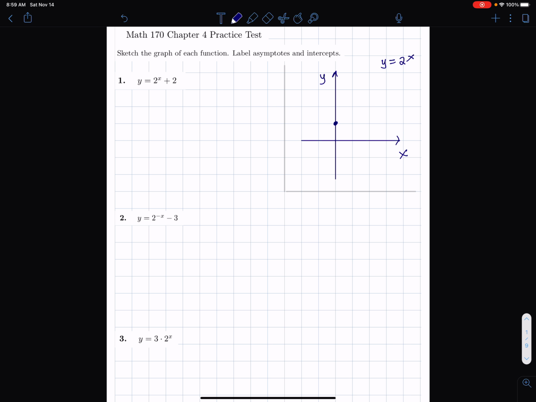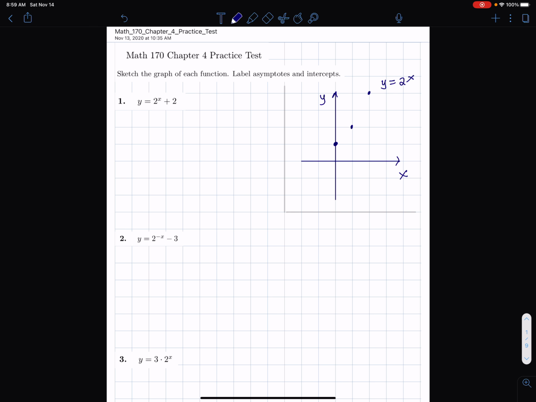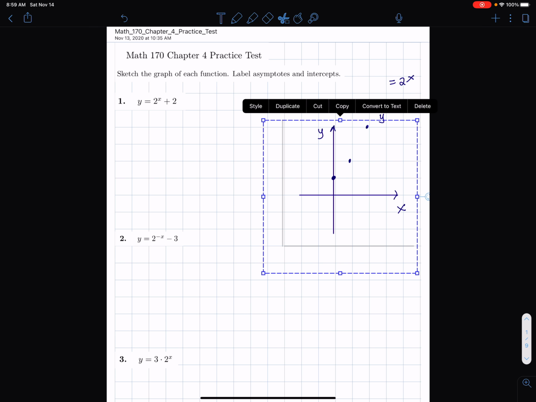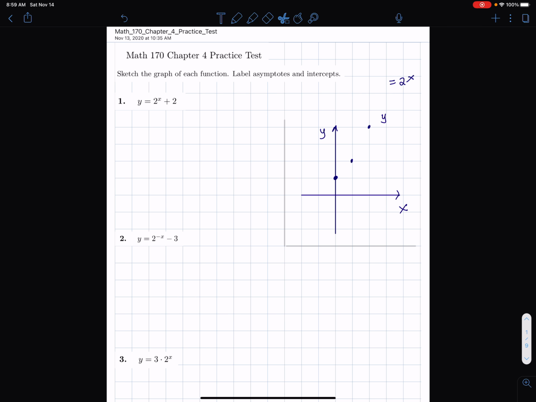Okay, so if you look at 2 to the 0, that's 1. 2 to the 1 is 2. 2 squared is 4. I'm already off the page. 2 to the third power is 8. But maybe I'll make room. Okay, 2 to the third power is 8. And now 2 to the negative 1 power is 1/2. 2 to the negative 2 power is 1/4.